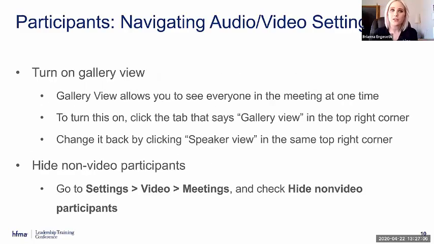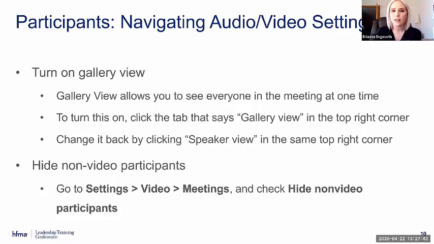Like Erica mentioned, Zoom also has different view options available. There's gallery view, and gallery view allows you to see everyone, or up to 49 people in the meeting, at one time. To turn that on, you would just click the tab, which is in your upper right corner, that says gallery view. And then in order to change it back to see the speaker view, you would just select speaker view in the top right corner. So that allows you to either just focus in on the speaker or see everyone at the same time.